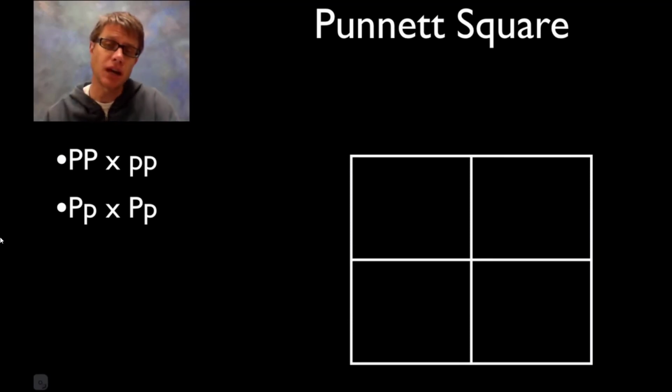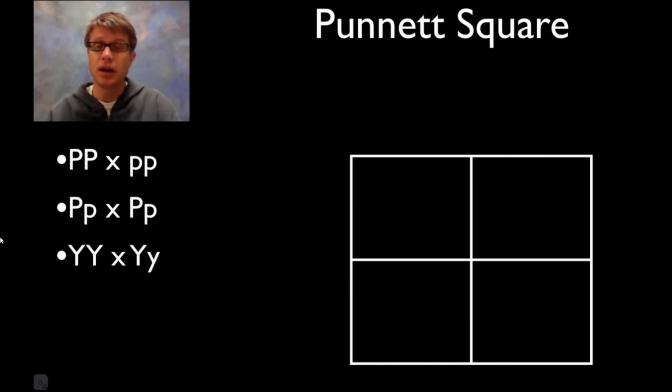How many phenotypes am I going to get? Well, I'm only going to get 2 physical phenotypes. So I'm only going to get purple and white. Let's try the next one. Let's say here, how many different genotypes would I get? Right answer, I'm going to get 2 different genotypes. How many phenotypes? Just 1. They're all going to be yellow.